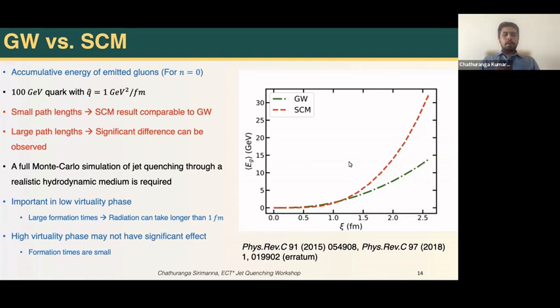Therefore, to get a better understanding, one needs to do a full Monte Carlo simulation of jet quenching through a realistic hydrodynamic medium using multi-stage evolution. From these results, we can say that this SEM modification can be important in the low virtuality phase, as they have large formation time, therefore they can take radiation longer than 1 Fermi. But when it comes to the high virtuality phase, they may not have a significant effect.